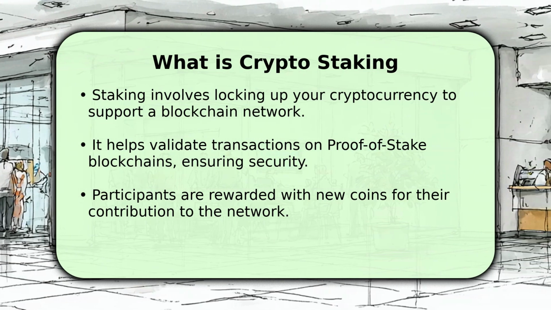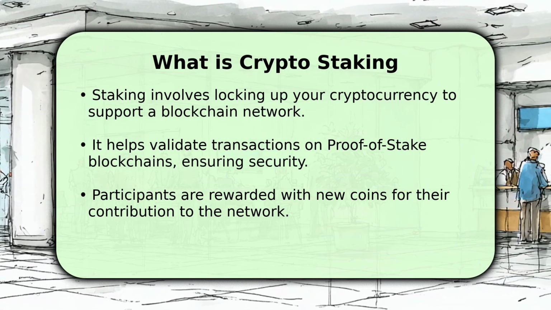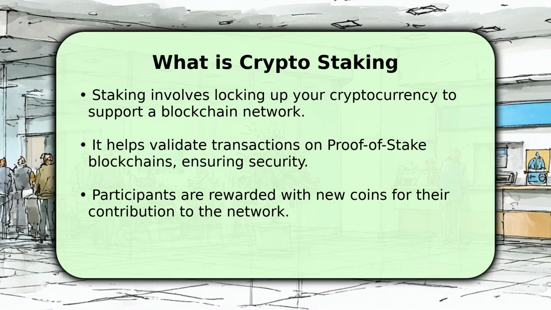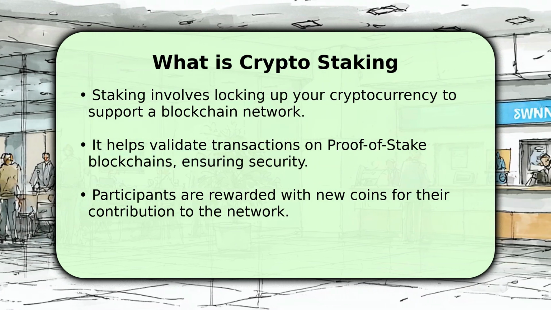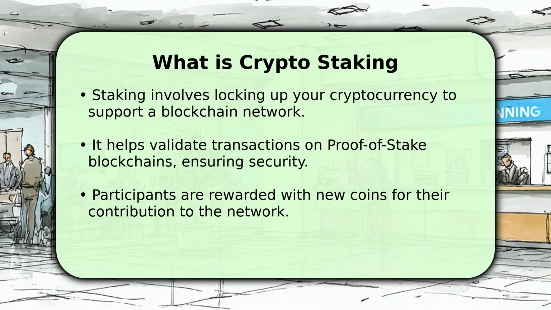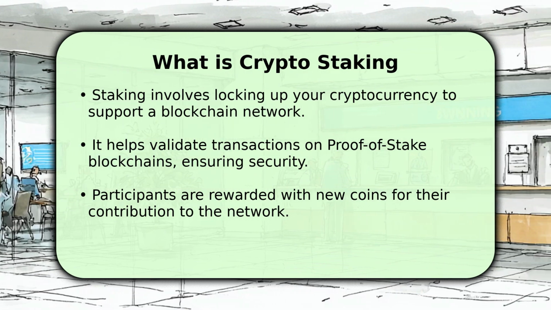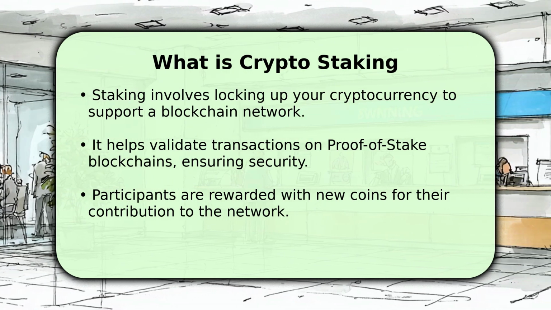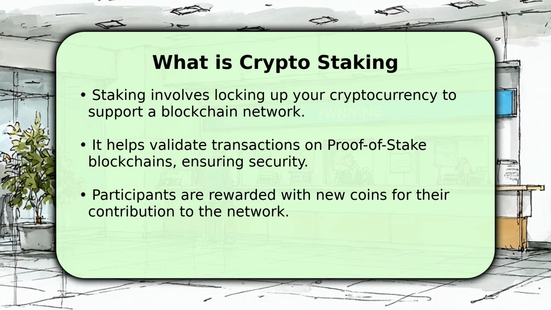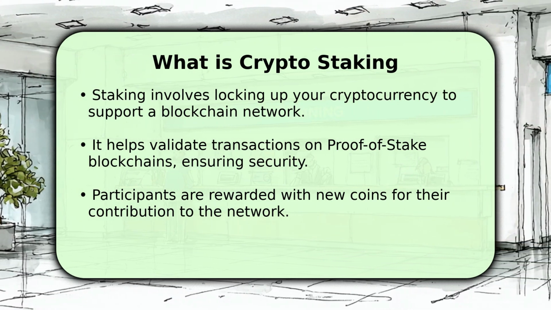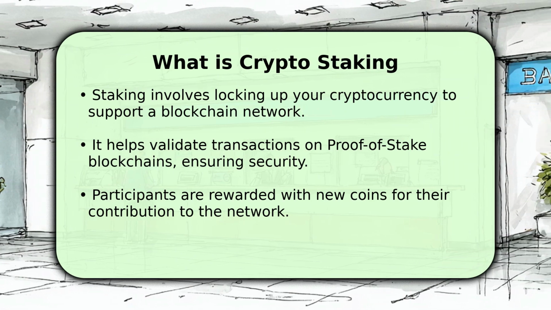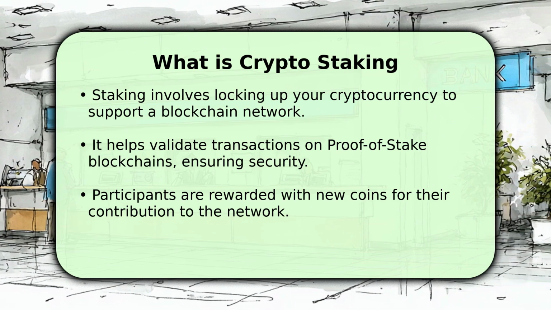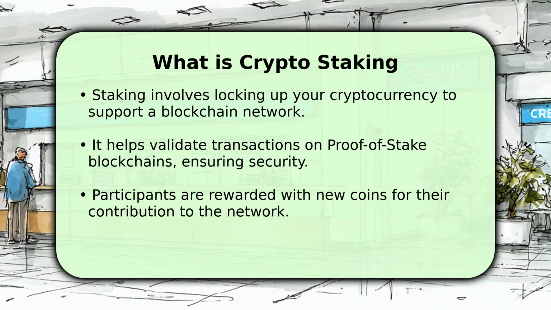When you stake your cryptocurrency, you're essentially locking up your digital assets to help support the operations of a blockchain network. This process is crucial for cryptocurrencies that use a proof-of-stake consensus mechanism, as your staked assets help to validate transactions and secure the network. In return for your participation and contribution to the network's stability, you're rewarded with new coins, which is how you earn passive income. It's a direct way to contribute to the blockchain's health while growing your own holdings.